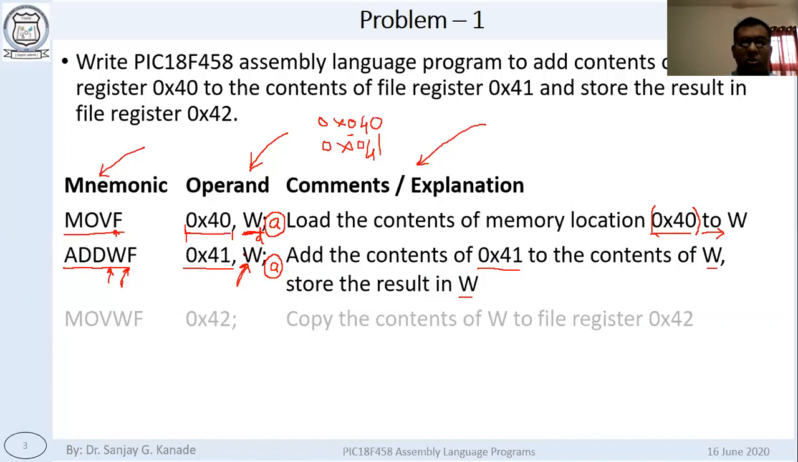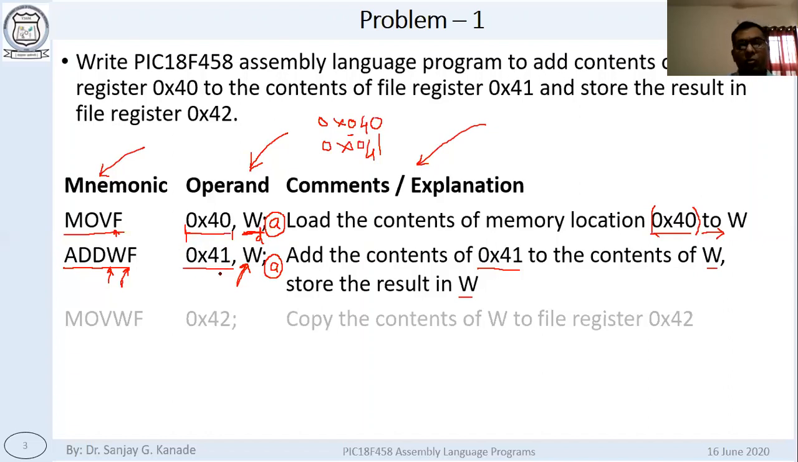Here we can also write 0, so that it means the same, that the result will be stored in W. D equal to 0 means the destination is the working register. If we write 1 here, what will happen? The result will be stored in the file register.